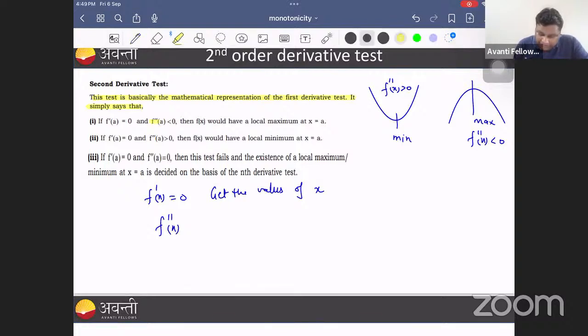Now, if the second derivative is less than 0, then f x will have a maxima. See, second derivative is less than 0, the function is having a maximum. And if the second derivative is more than 0, the function will have a minimum. Am I clear?